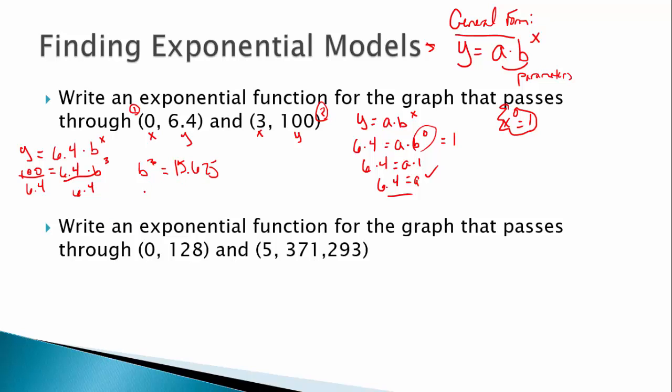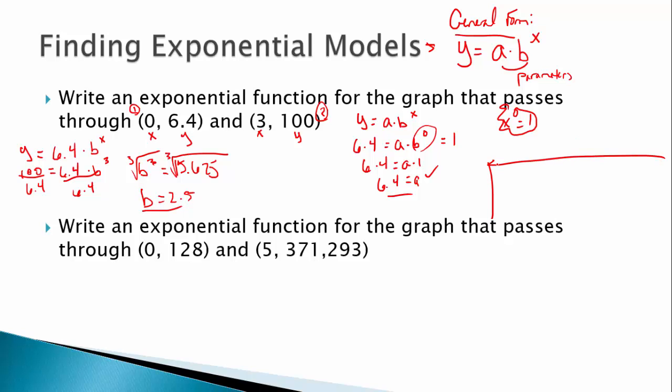Okay? So that's b cubed. I want to get b. So how do I get b? I'll cube root both sides. And the cube root of 15.625 is 2.5. So b equals 2.5. So I now have my parameters a and b.